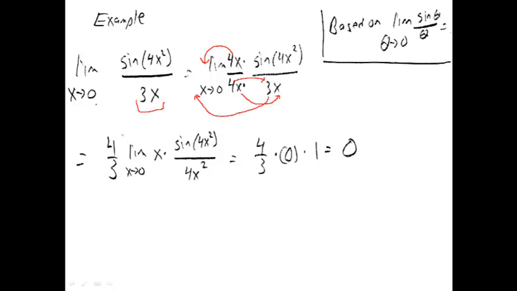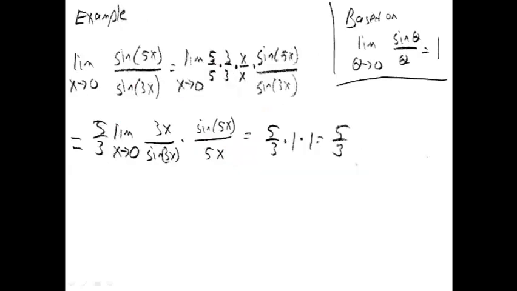So what we do is we've got the 4/3 on the outside. The x is just going to have to stay inside, but the limit of x as x goes to 0 is equal to 0. So we know what that is. This limit, because we have 4x squared and 4x squared, is going to be equal to 1. So we get 4/3 times 0 times 1, so we do get a value of 0 out of it.